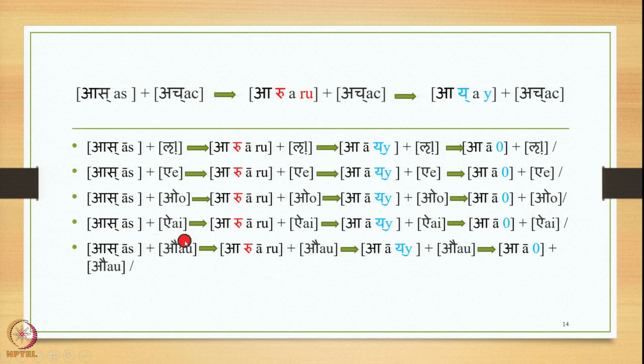Then we have as plus I as the basic input, from which is derived aru plus I, then ru is substituted by ya, so I plus I, and then lopashakalyasya applies and substitutes this ya by 0, so we have a0 plus I optionally. And finally, as plus au is the basic input, from which is derived aru plus au, then I plus au, and finally a0 plus au optionally. These are the template examples. And now let us study the concrete specific examples which illustrate these templates.